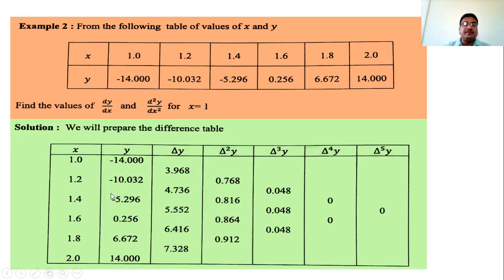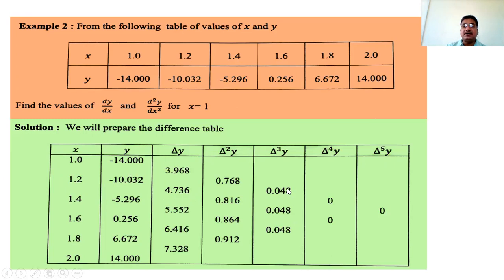The forward difference table is this. The first column of the table is the first row of the given table, and the second column is the second row of the given table. Then delta y, delta square y, delta cube, delta raised to 4, and delta raised to 5. So what are the entries? This minus this at this place, this minus this at this place.